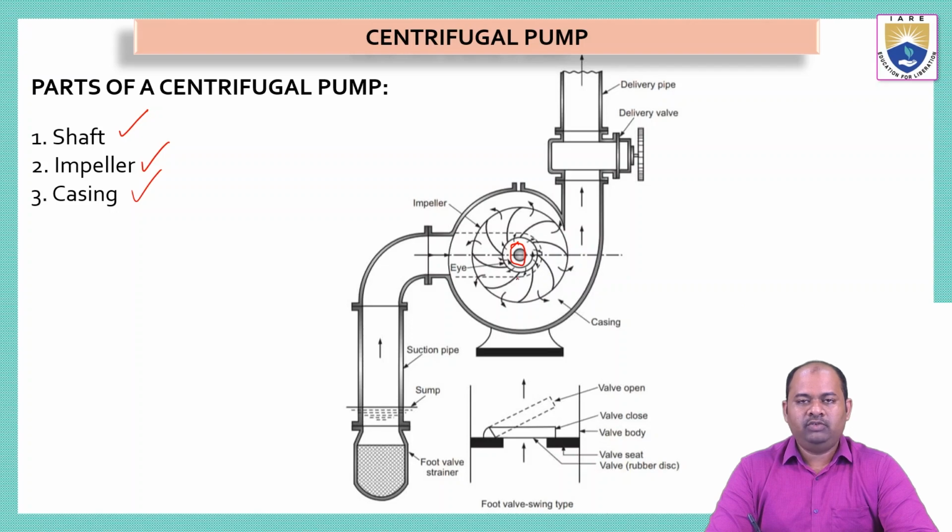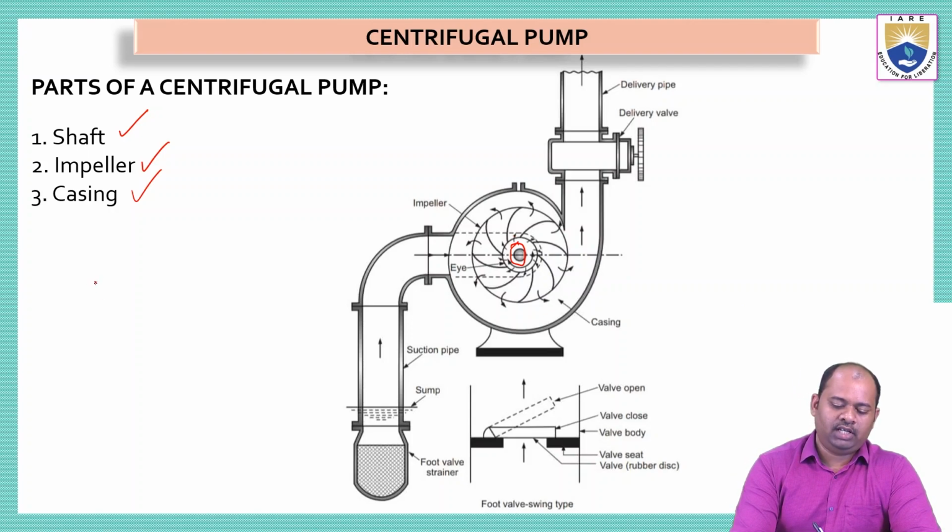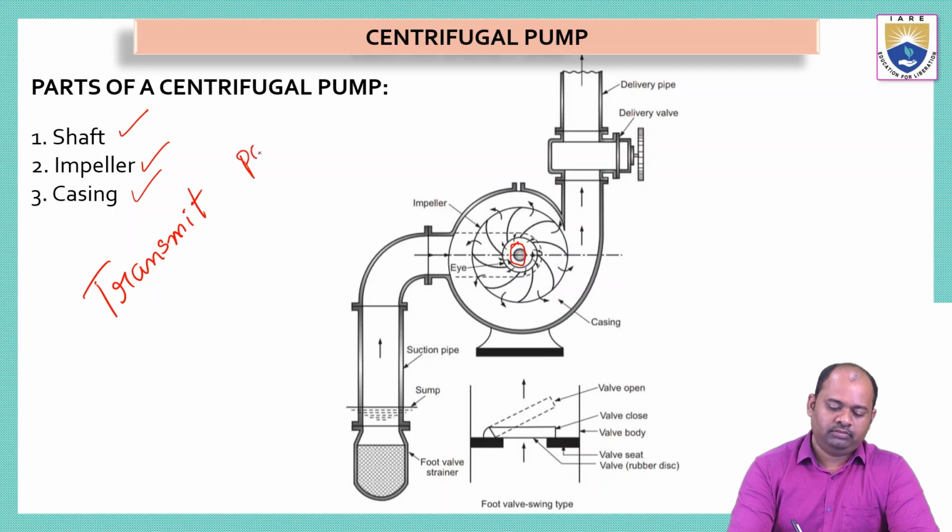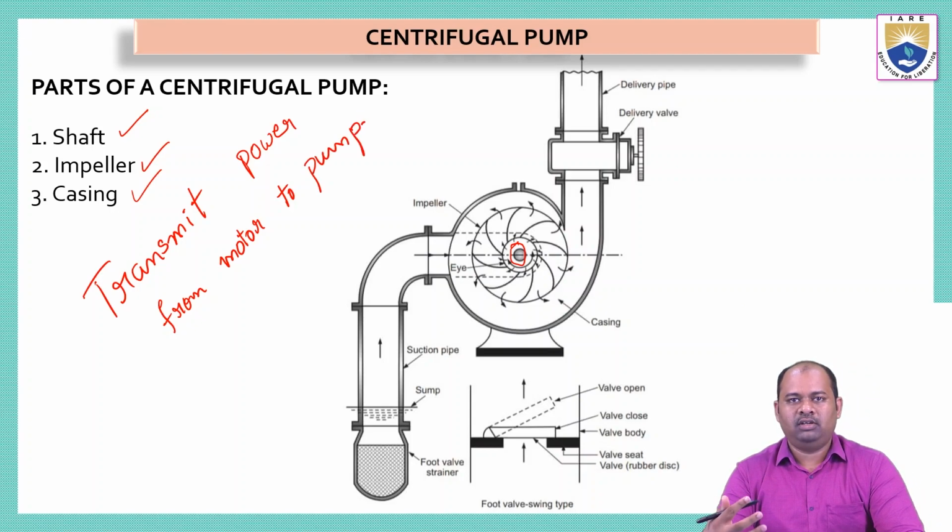Now, this is where we will connect the metallic rod, that means the shaft. What is the function of this shaft? The shaft is used to transmit the mechanical energy from the electric motor to the centrifugal pump. So the shaft will transmit power from the motor to the pump.